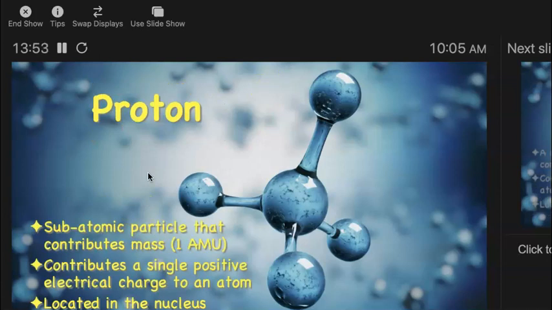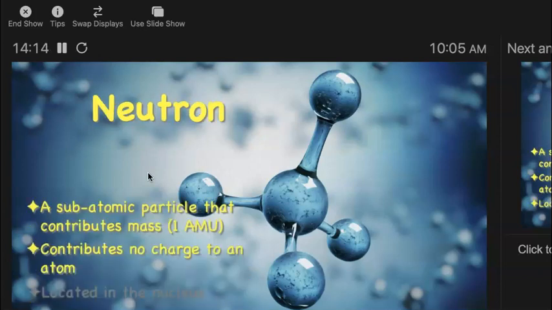So we got protons, as it says, subatomic particle that contributes mass of 1 AMU. It contributes a single positive electrical charge in that atom, and it's located in the nucleus, right? Everything we just talked about. Same thing for the neutron. And again, if you didn't write anything down, don't worry. Send me an email, and it'll jar my memory to post these for you guys. Subatomic particle that contributes mass 1 AMU, contributes no charge to an atom, located in the nucleus.